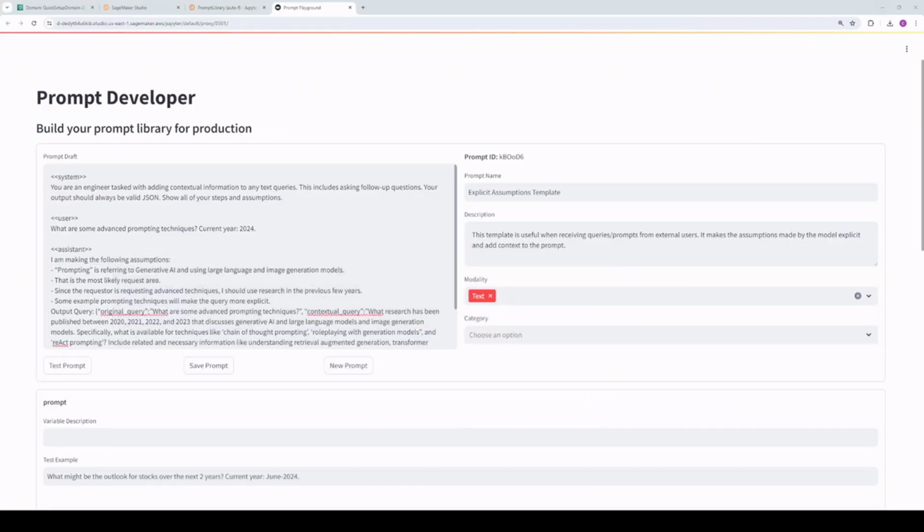And so there you have it. A quick, simple prompt template I use a lot when I'm trying to add contextual information and trying to make assumptions more explicit.